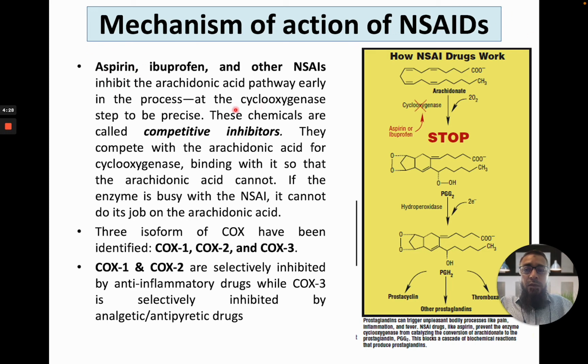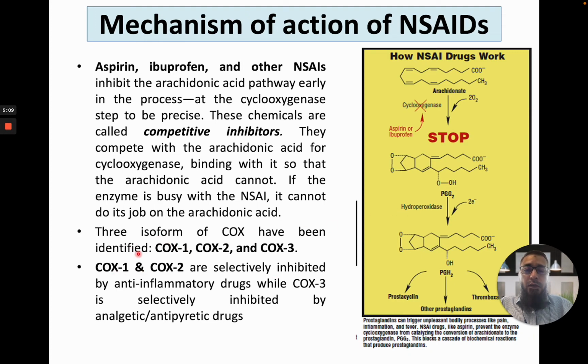They act as competitive inhibitors. They inhibit at this stage, competing with the arachidonic acid for cyclooxygenase binding, so that the arachidonic acid cannot bind to the cyclooxygenase and cannot be converted into the prostaglandin. That's how the NSAID performs its function.